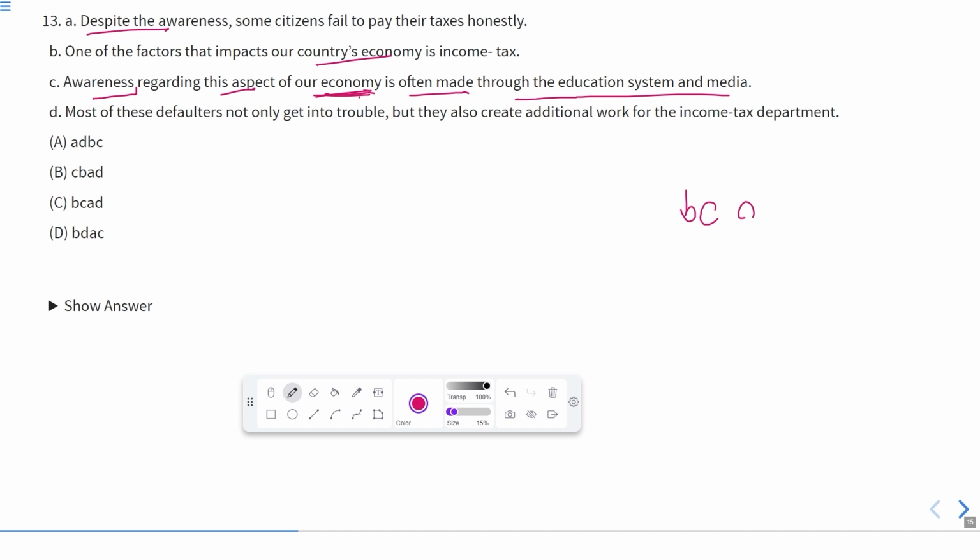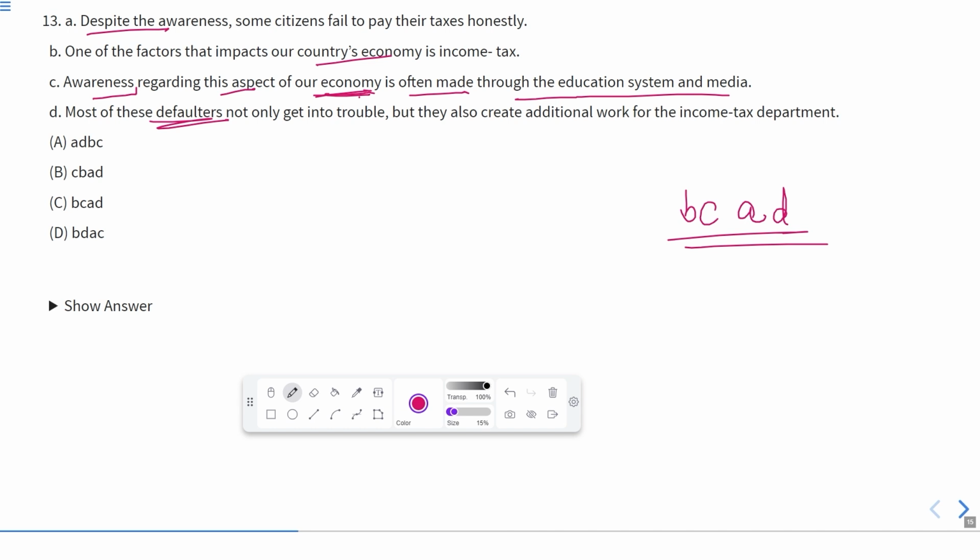So according to this, C should be followed by sentence A. Now, most of these defaulters, only what defaulters? Defaulters are the people who do not pay their taxes honestly. So most of these defaulters not only get into trouble, but they also create additional work for the income tax department. Okay, so this should be the correct sequence and the direct sequence, which you can easily analyze if you read each and every sentence carefully.